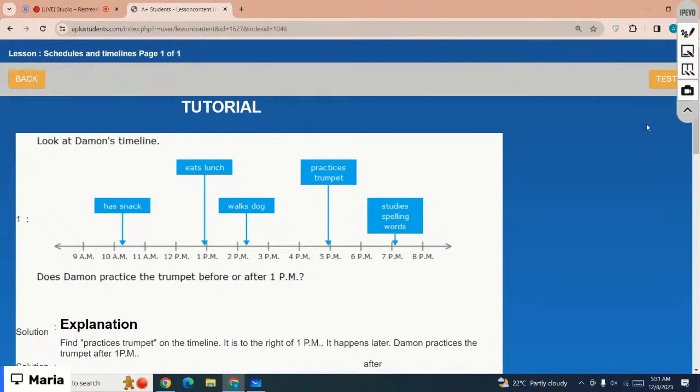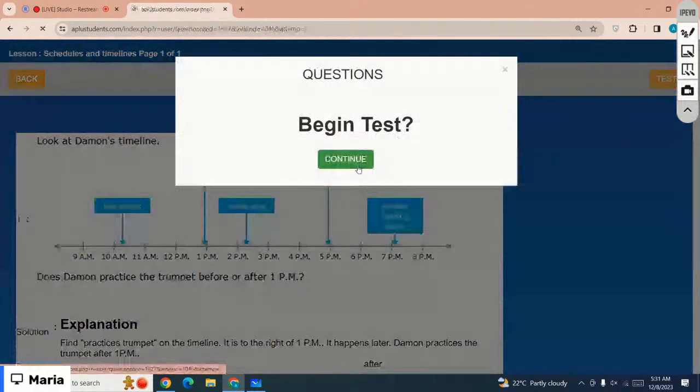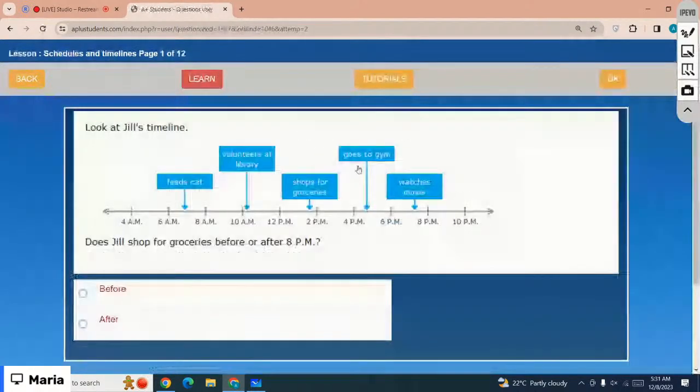Let's just start with the test questions. Okay, look at Jill's timeline. Does Jill shop for groceries before or after 8? Just find the shopping for groceries on the timeline and let's see if it is before 8 or after 8. So, which is the correct option?